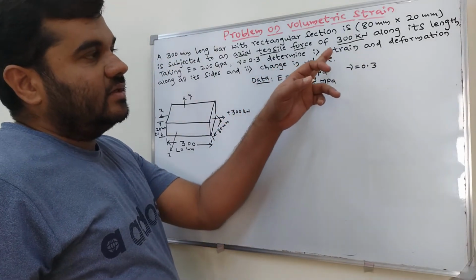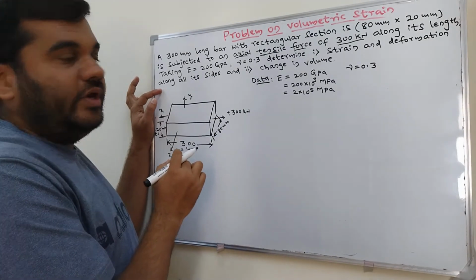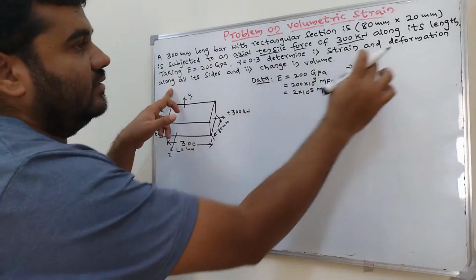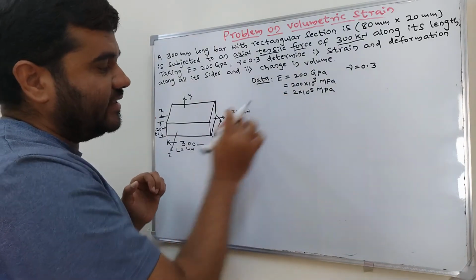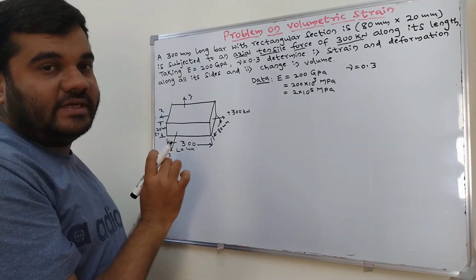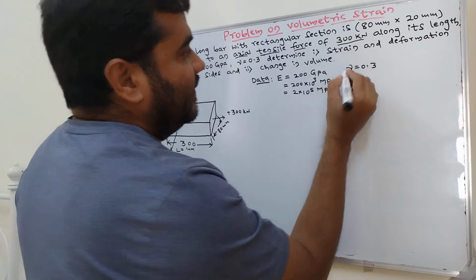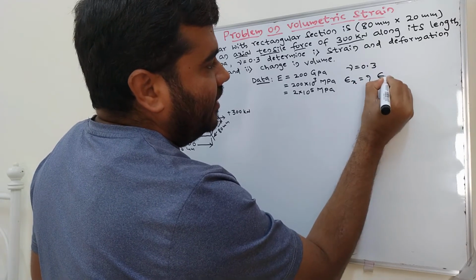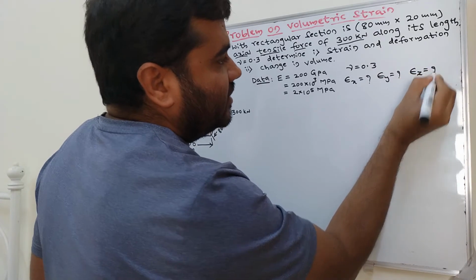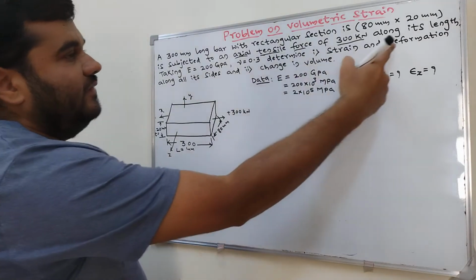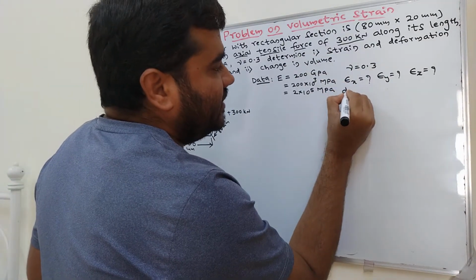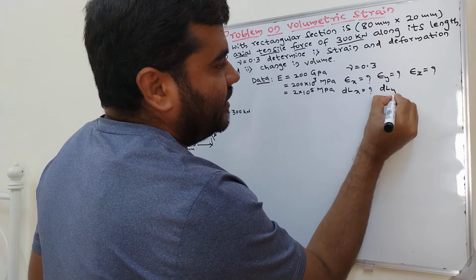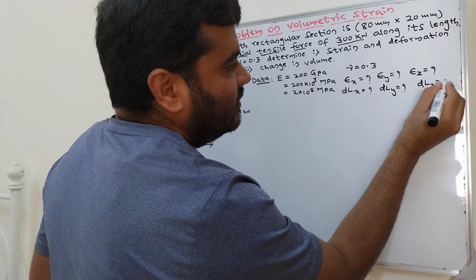Determine first the strain and deformation along all its sides. You need to find out the strain in x direction, strain in y direction, and strain in z direction, and deformation, that is change in length. How much change in length in x direction, change in length in y direction, and change in length in z direction. Deformation means change in length.